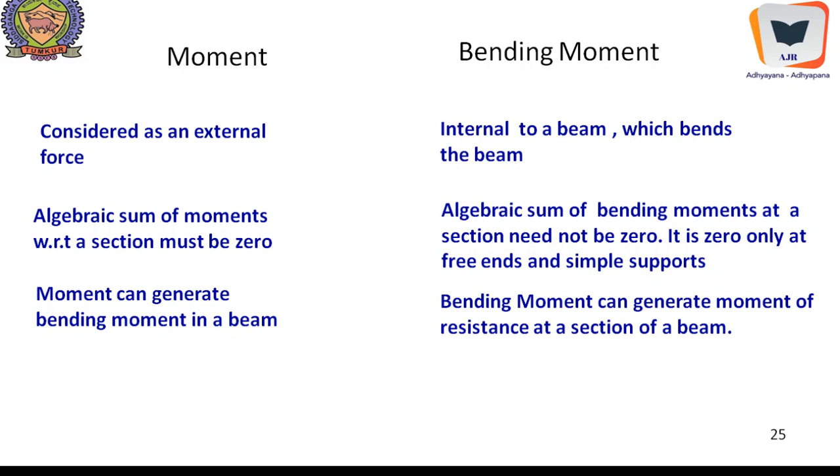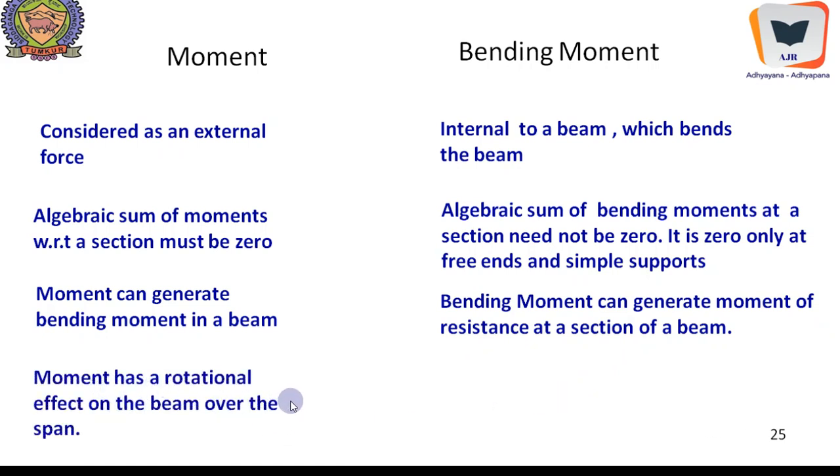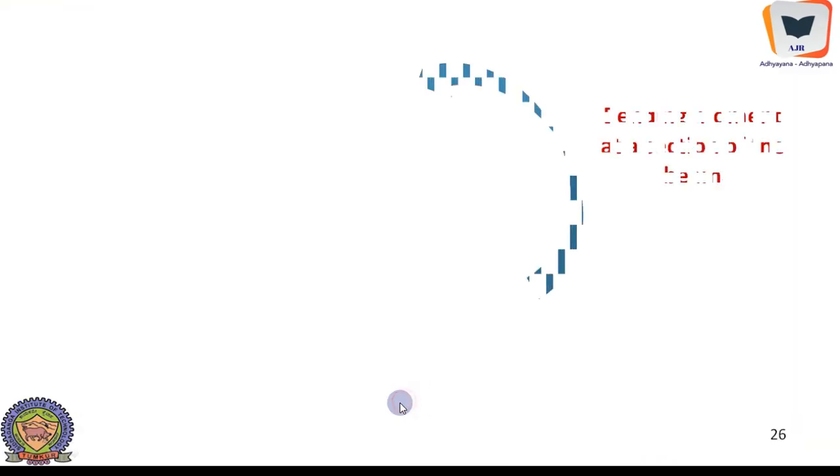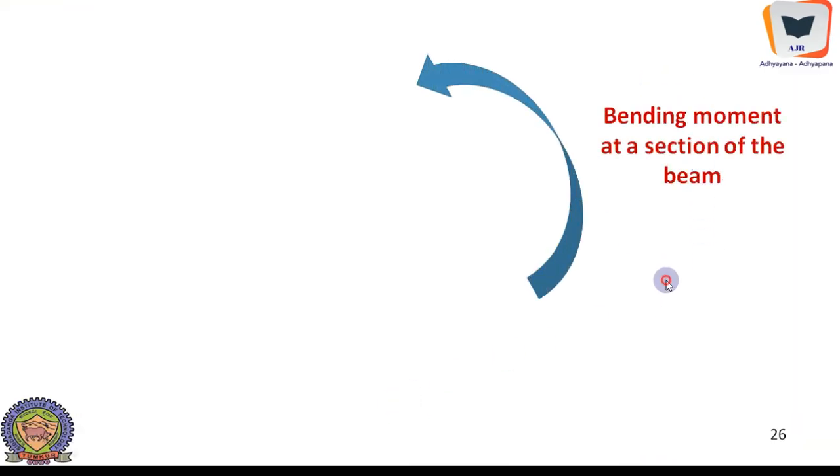Instead we can generate what is called moment of resistance, which is going to come in our next unit, of course, next tutorials. Bending moment can generate moment of resistance at a section of the beam. Moment has a rotational effect on the beam over the span, while bending moment has a rotational effect on the cross-sectional area of the beam. Simply, the cross-sectional area.